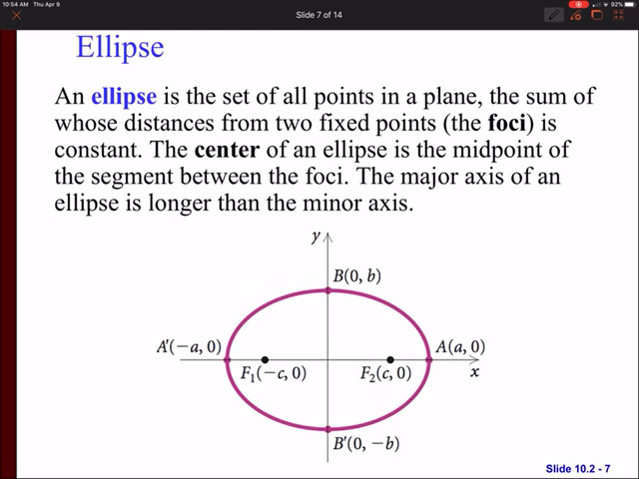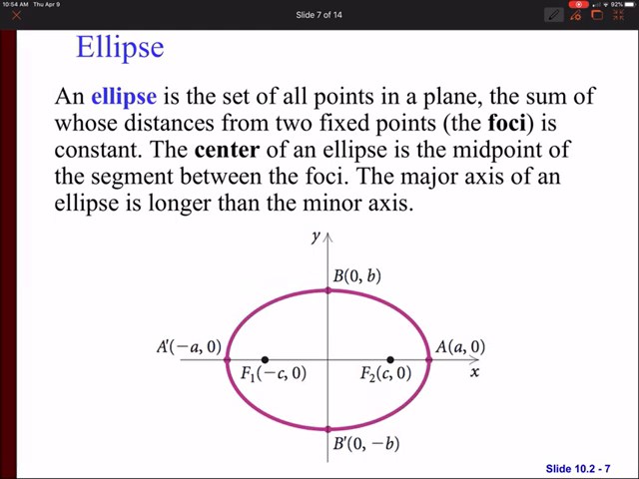All right, so we talked about a fixed point in our parabola, which was the focus. Well, now we've got two of those, which we call the foci, these fixed points inside the ellipse. It says the sum of whose distances from two fixed points is constant, so it does not change. It's the same no matter where you are. If you add up those two distances from the two fixed points, it's going to remain the same sum throughout.